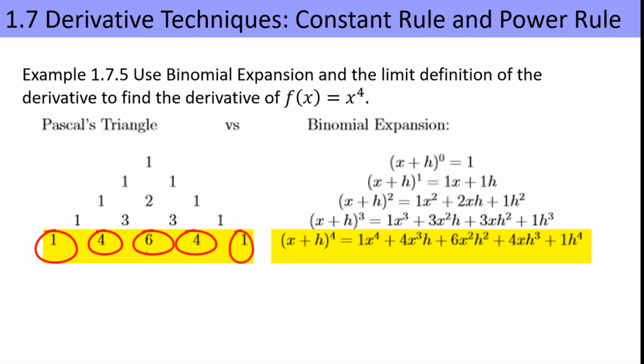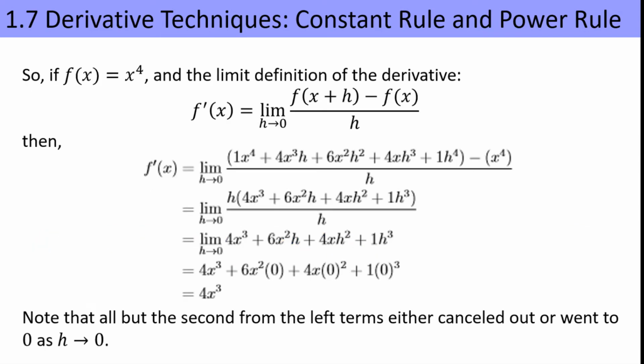Using 1, 4, 6, 4, 1 as the coefficients for (x + h) to the power 4 expanded, we get 1x⁴ + 4x³h + 6x²h² + 4xh³ + 1h⁴. Let's use that expansion in the limit definition of the derivative. That is, the limit definition of the derivative, if you will recall, as f′(x) equals the limit as h approaches 0 of [f(x + h) − f(x)] divided by h.